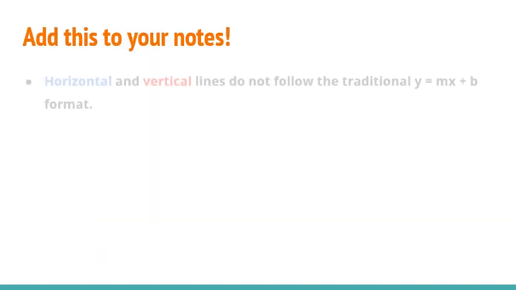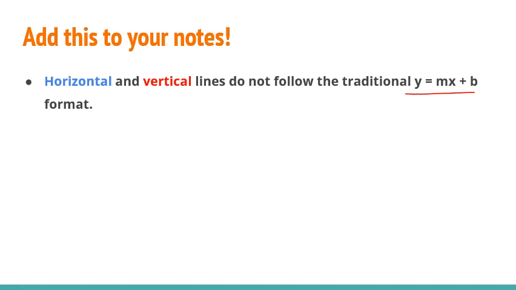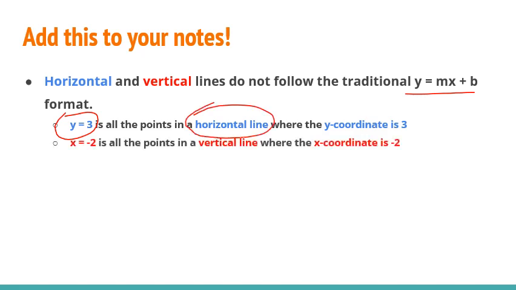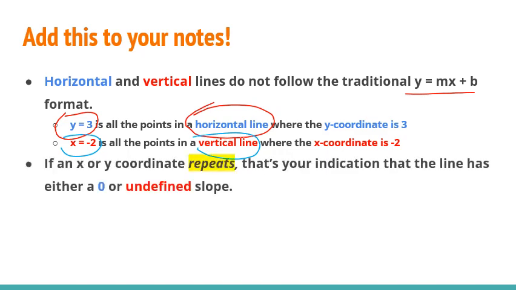All right, here's some good stuff to add to your notes. Horizontal and vertical lines do not follow the traditional y equals mx plus b format. Okay, so you're going to have to approach them a little differently. Just some examples. Y equals 3 is going to be all the points in a horizontal line where the y coordinate is 3. So y equals is a horizontal line. Whereas x equals, like x equals -2, is all the points in a vertical line where the x coordinate is -2. So whenever you see these equations where it's just y equals and a number or x equals and a number, you're dealing with either a horizontal or a vertical line. One way you can tell, if you're looking at the coordinates, if the x or y coordinates repeat, that's your indication that the line has either a 0 or an undefined slope, because that means you either have a flat line or a vertical line.